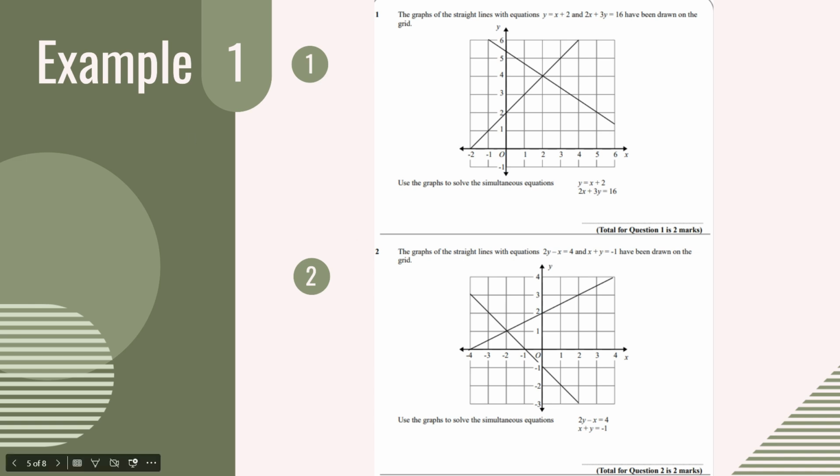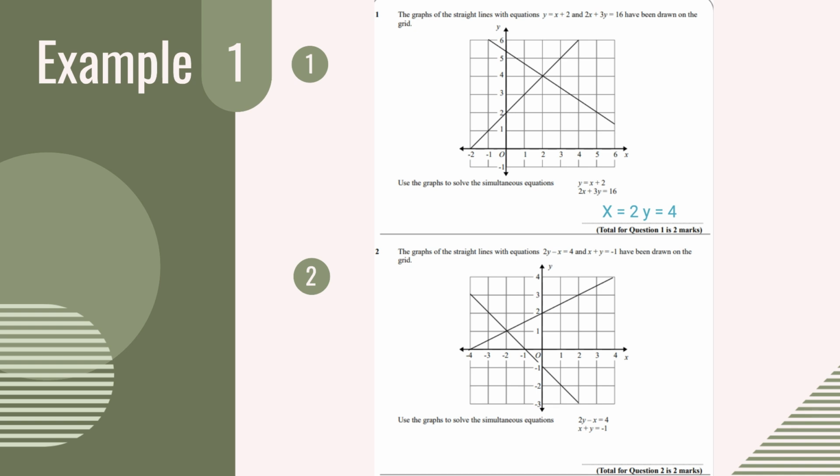So, with our first question, the graphs are straight lines with equations y equals x plus 2 and 2x plus 3y equals 16 have been drawn on the grid. Use the graphs to solve the simultaneous equations y equals x plus 2 and 2x plus 3y equals 16. So here we can see that if we go 2 across and we go 4 up, we meet our point of intersection. So x equals 2 and y equals 4.